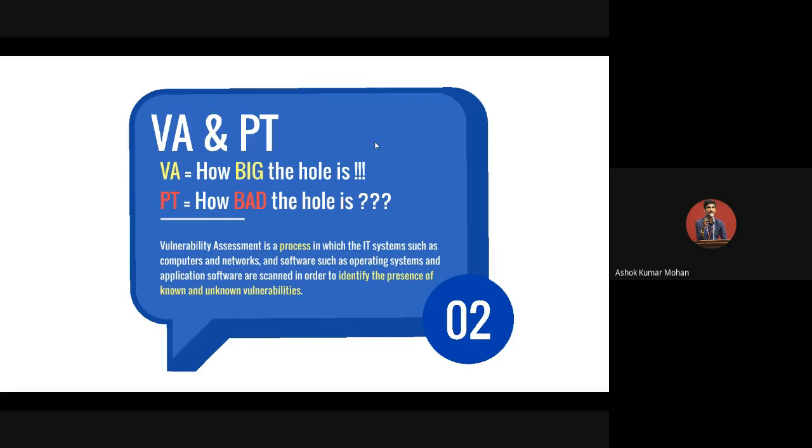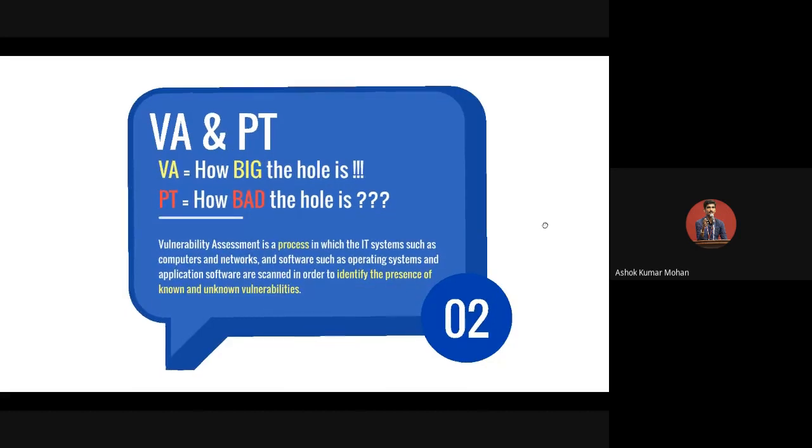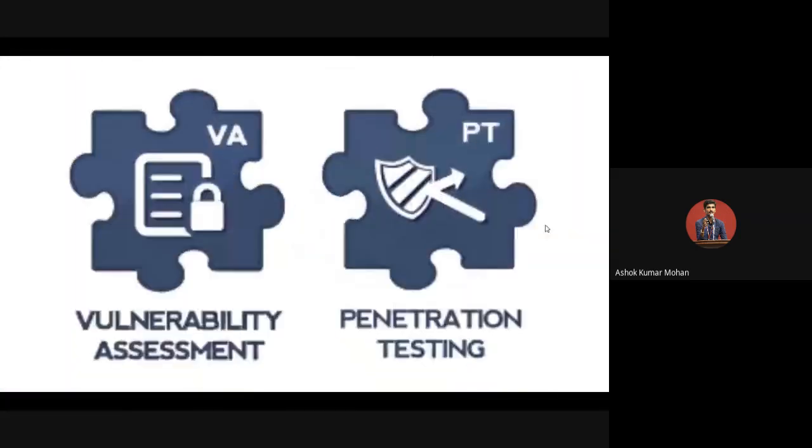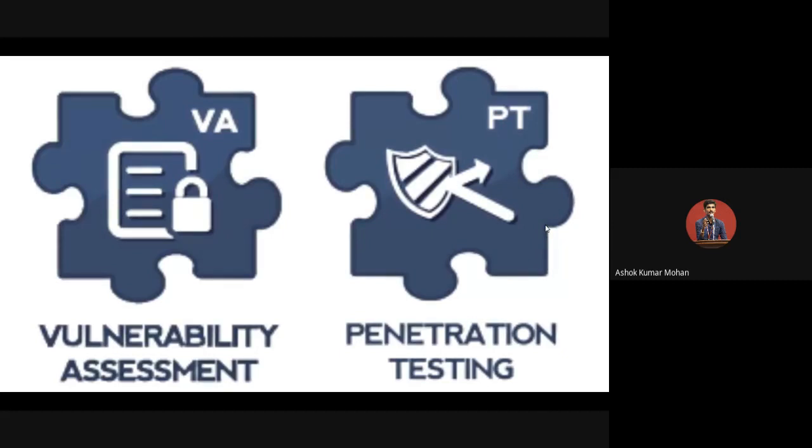Assessing what is vulnerable, finding the hole, is called vulnerability assessment, and showing you a proof is called PT. So VAPT in general terms comes as a combo, vulnerability assessment and penetration testing. But in today's scenario, with respect to our topic, we are going to discuss only the vulnerability assessment part, just to identify the vulnerability.